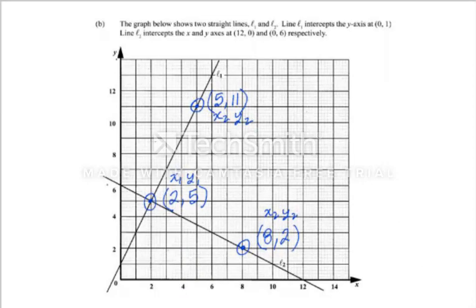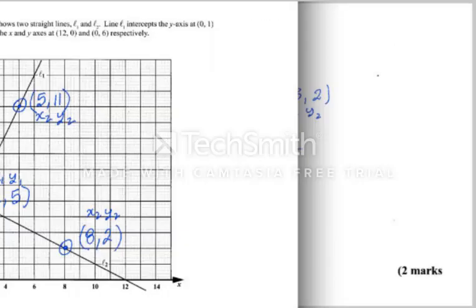So back to the diagram a little bit. We should have expected the gradients that we got, or at least we should expect that the gradient of L2 would have been negative, because in moving from left to right, L2 is sloping down. And we should also expect the gradient of L1 to be positive, because in moving from left to right, L1 is sloping up. So the gradient of L1 is 2, and the gradient of L2 is minus a half.